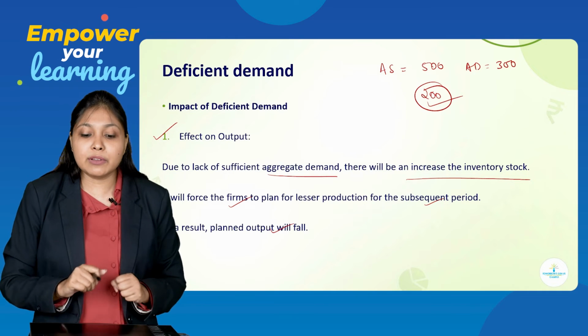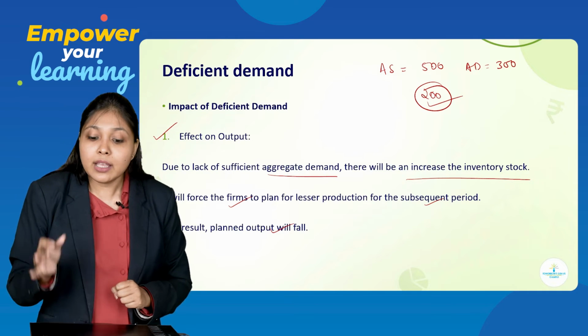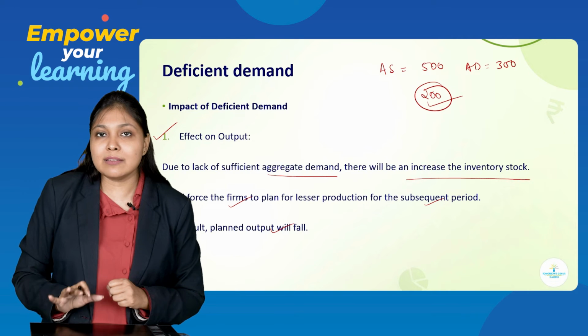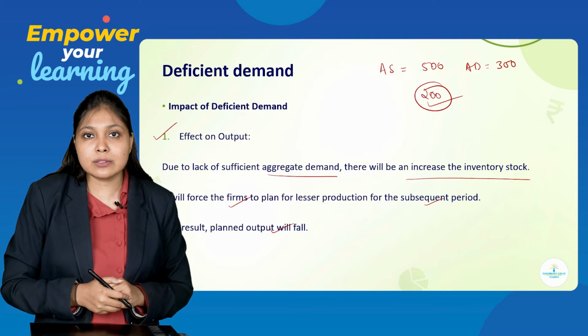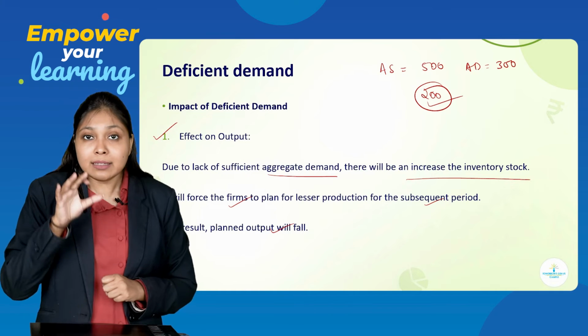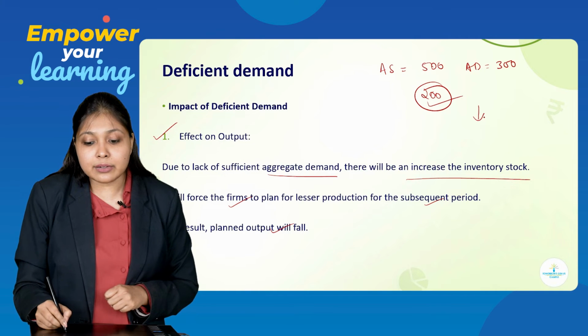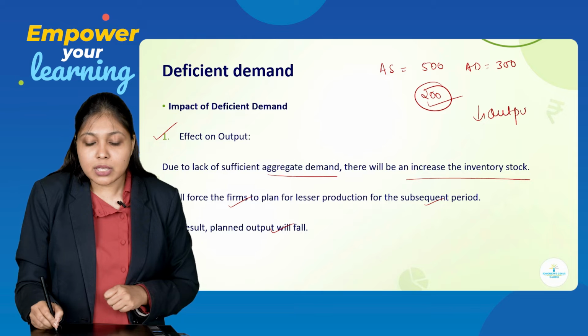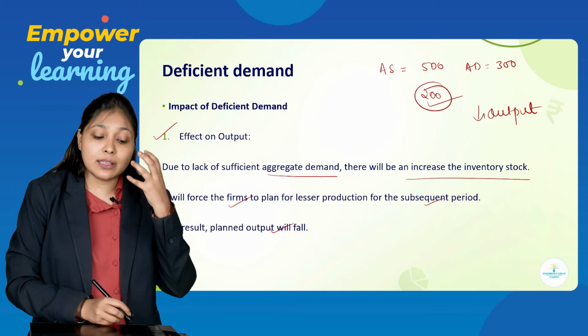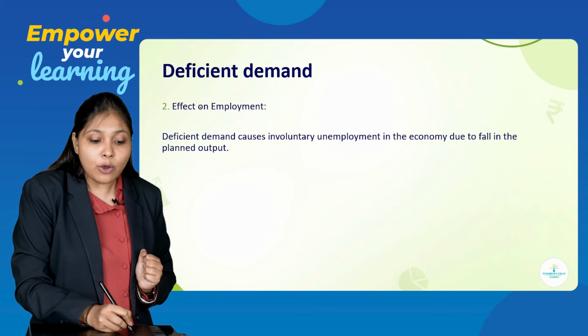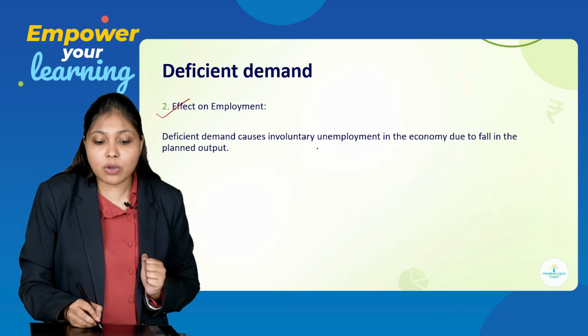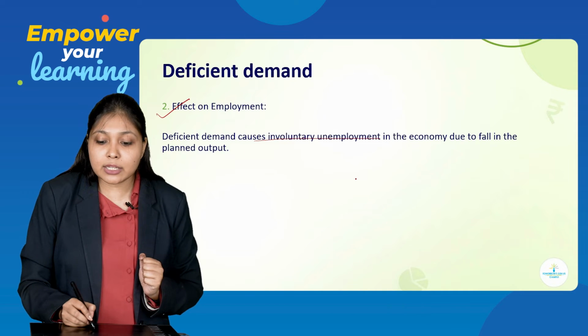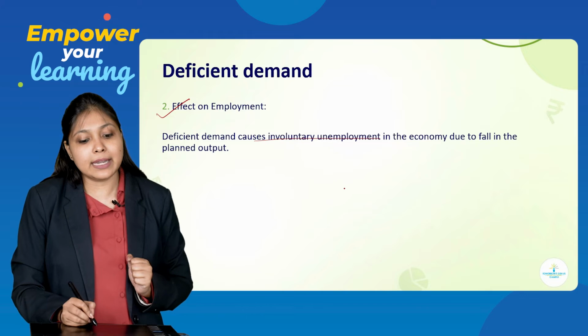So here what he will do, he will first of all wait that let me clear my inventory of this 200 units also, and then I will start producing. Till then he will reduce his output. So the impact on output is reduction in output. On employment, this causes involuntary unemployment in the economy due to fall in the planned output.